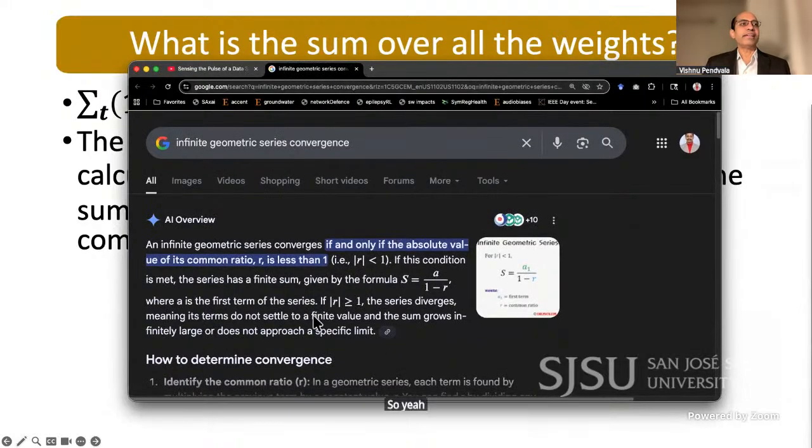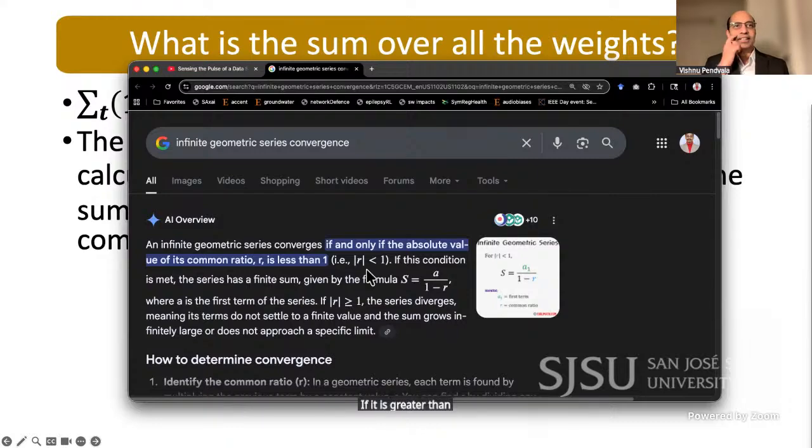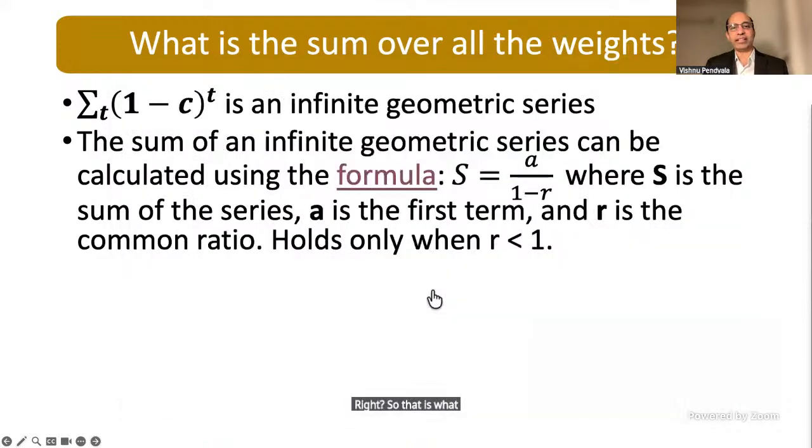So yeah, an infinite geometric series converges if and only if the absolute value of its common ratio R is less than 1. If it is greater than 1, it does not converge. Fortunately for us, C is less than 1, right? So that's why it converges to A by 1 minus R. That is what we take advantage of.